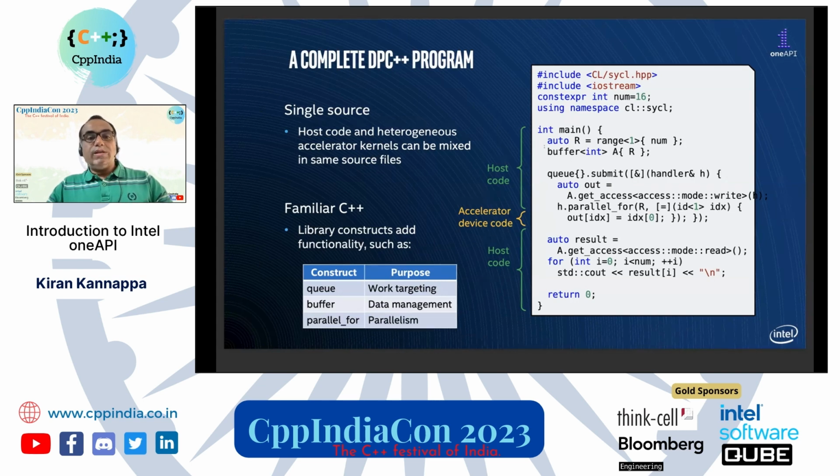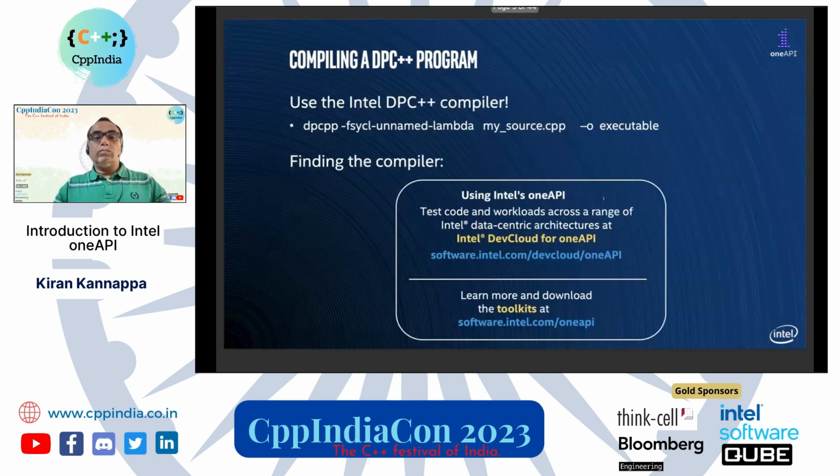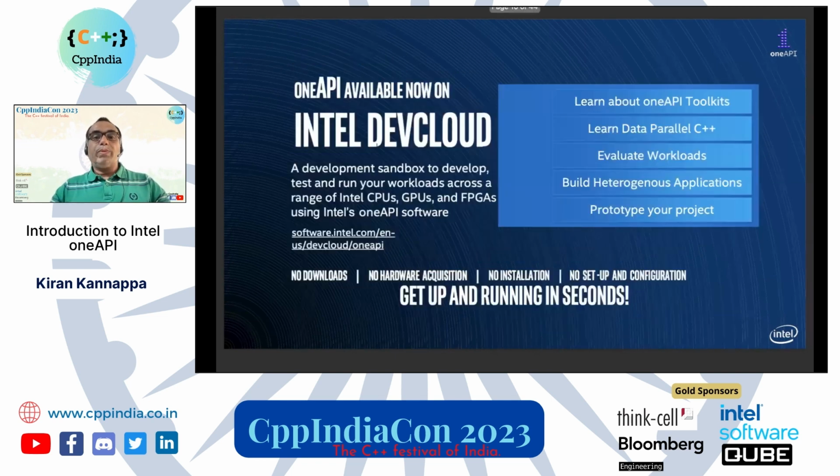The buffer is how you control synchronization. The queue is how you offload code onto a different hardware. Finally, the parallel for is how you run your kernel or your workload. The way you compile your program is dpc++ -fsycl-unnamed-lambda, whatever your source file is, and the output. Okay, so DevCloud once more.